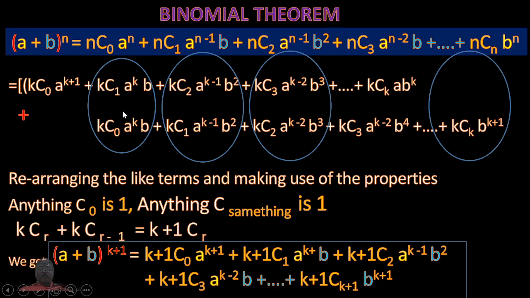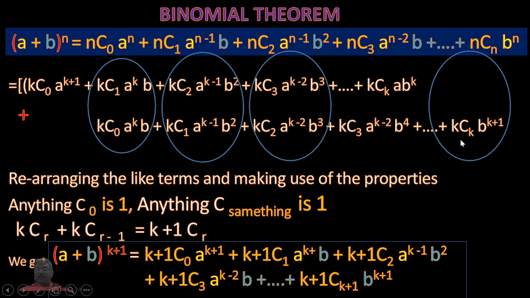To rearrange the like terms, see, these are the like terms. We are arranging the like terms and also making use of these three properties. Instead of writing kC0, we know that anything C0 is 1, so we can as well write (k+1)C0. And in the last one also, we know that kCk is 1, so instead of writing that, we can as well write (k+1)C(k+1). And for the terms in between, we can use these properties, and we get like this.